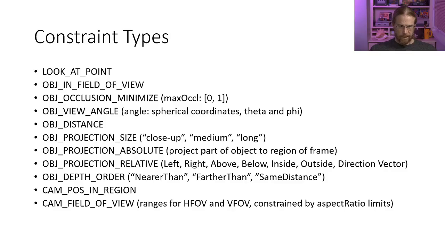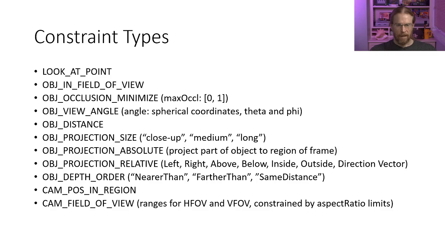So here's some of the constraint types. And these can be activated through the progression of the simulation that's running. So like look at point, object and field of view. And these could change. So for instance, you might have an objective for the player to achieve. And when you get close enough to it, maybe that becomes an object in the field of view in addition to the player object. So now you have two objects in field of view defined.